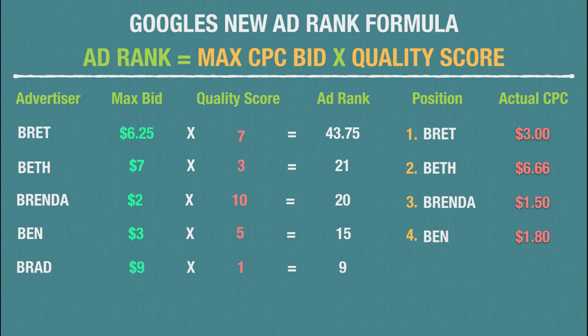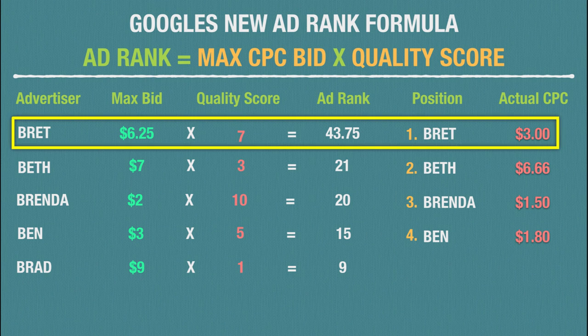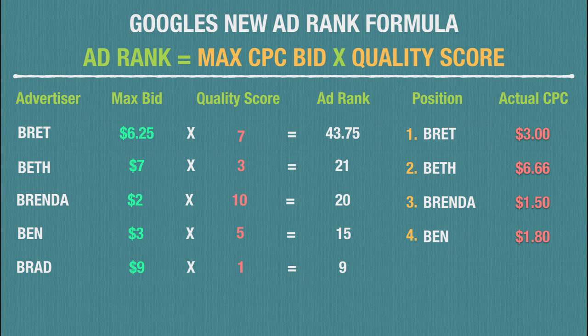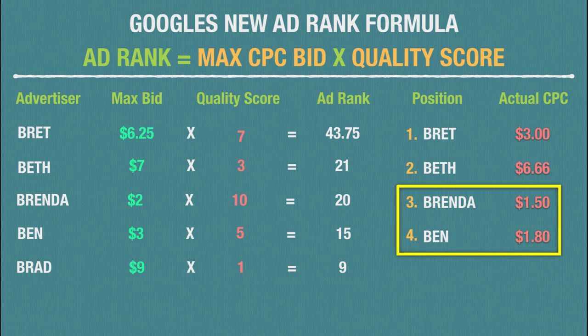But let's take a look here, and we could see some really interesting things. The first thing you probably noticed is that the number 1 spot on the page isn't paying the most for a click. Brett's paying just $3 for a click in position 1, which is less than half the click price Beth has to pay to remain in position 2. And that's purely because of Brett's higher quality score. We see a similar thing down below with Brenda and Ben, but just with less disparity between their actual CPCs.